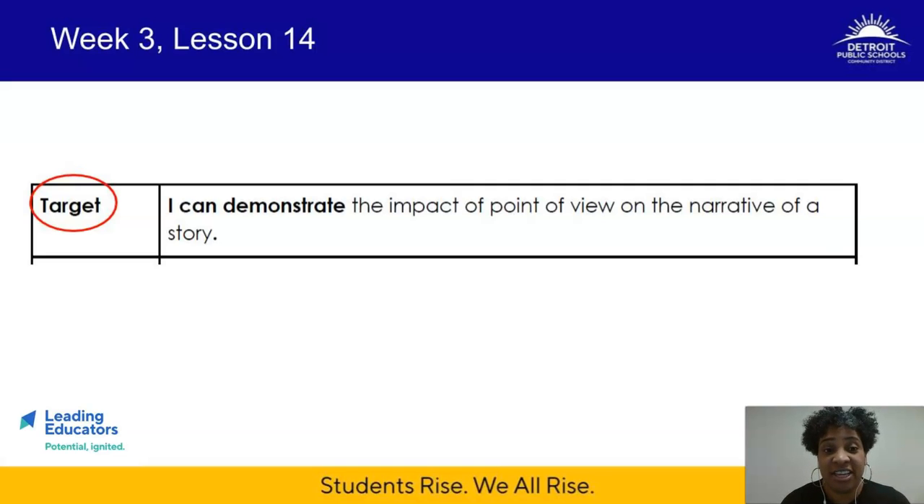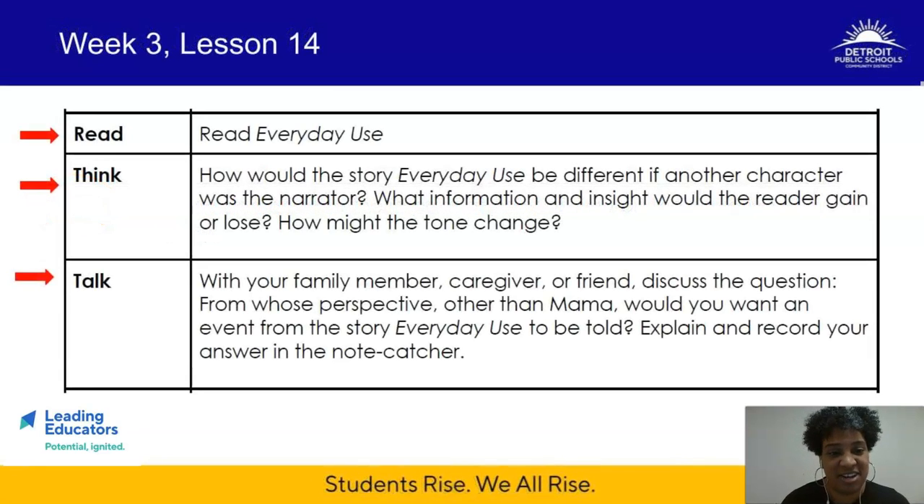Our learning target for 14: I can demonstrate the impact of point of view on the narrative of the story. We're going to continue along that vein. You did some work with narration yesterday, but we're going to look at it even further today.